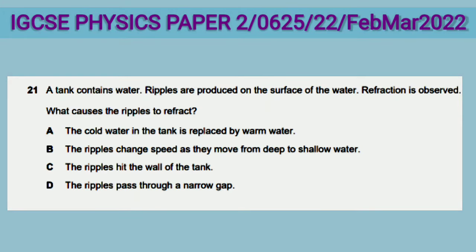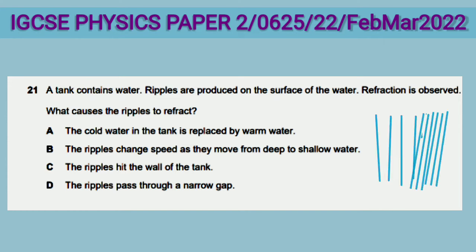Next question, number 21. A tank contains water. Ripples are produced on the surface of the water. Refraction is observed. What causes the ripples to refract? Refraction is change in the direction of waves as they move. Most important property of water which causes this is depth. Ripples travel fastest in deep water. Their speed decreases as they travel in shallow water. This change in speed causes ripples to refract. So correct answer here is option B.